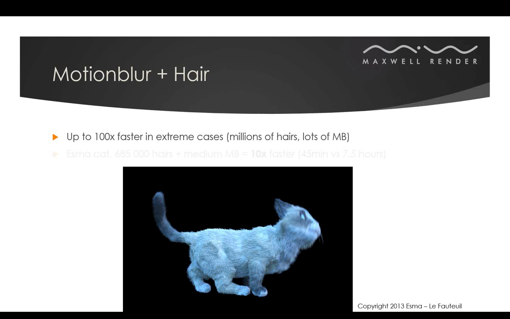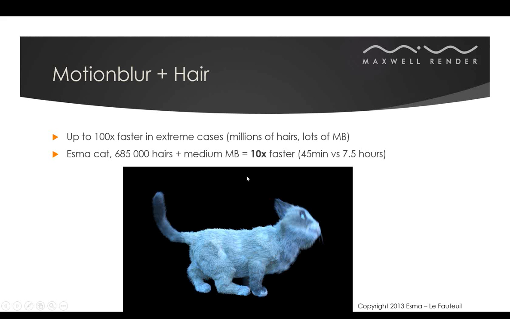Okay, and it's a real world test. In this example, it's not such a heavy example, but even here, it's up to 10 times faster. So this cat has almost 700,000 hairs, and it's a sort of medium motion blur because it's not such a heavy motion blur. You can see here on the head, it's a bit heavier. But even here, it's 10 times faster, which means instead of 7.5 hours, it's only 45 minutes in version 3. And I think that's pretty impressive, actually.